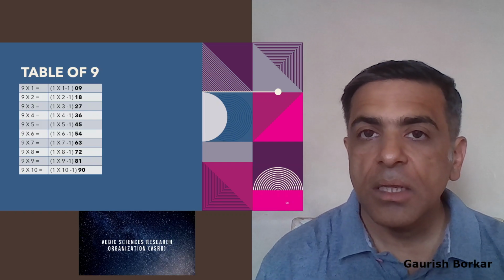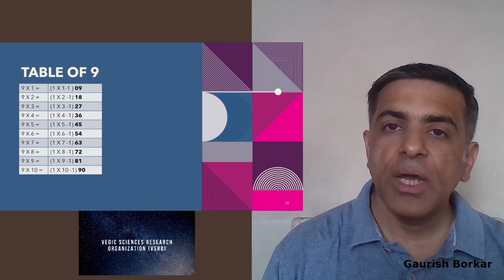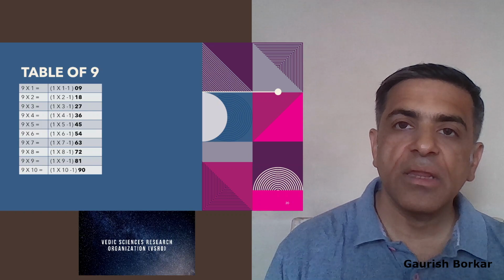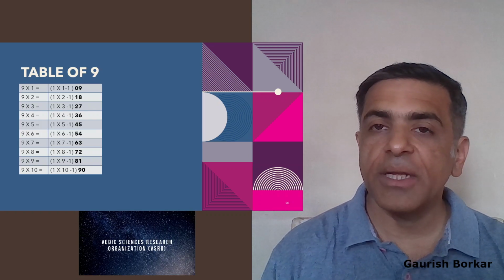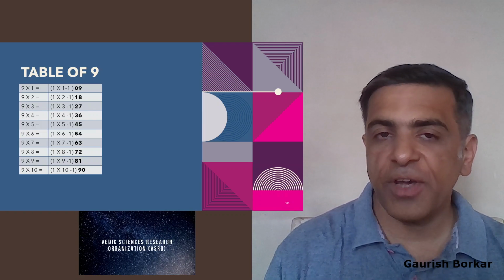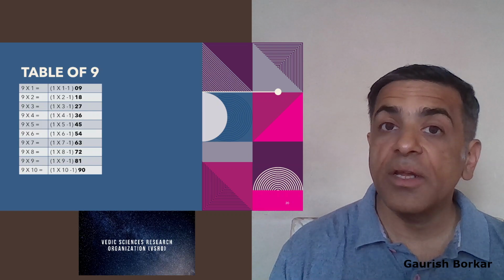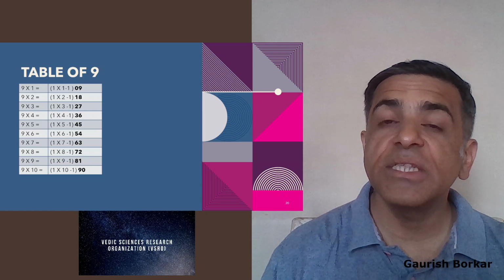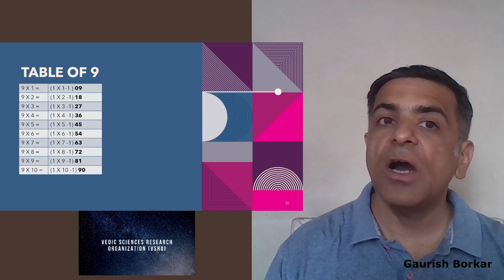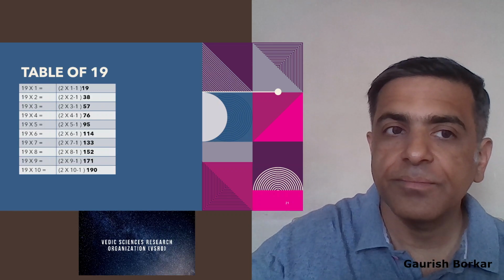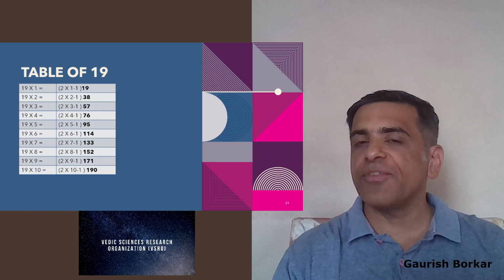Then 9 threes are, so 3 ones are 3, minus 1 is 2, and the pair of 3 is 7. 9 fives are, 5 ones are 5, minus 1 is 4, and the pair of 5 is 5. So this is how this whole table got created. Now we are going to apply the same formula to the table of 19 and see how it gets applied there. So this is the table of 19.